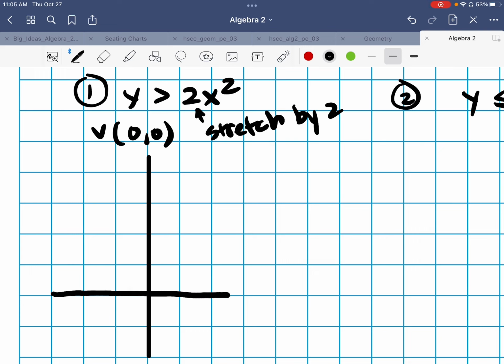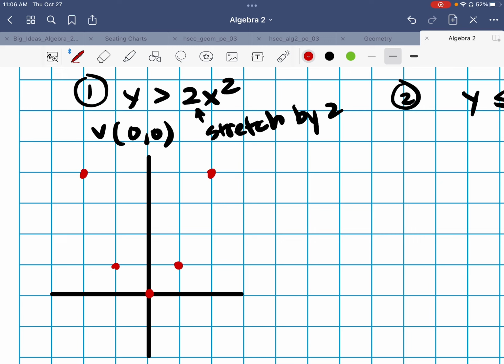Now, since my graph is going to get stretched upwards, I'm going to make sure I have a little bit more value on the up and down. Then I plot the vertex. My vertex is located at 0, 0. After I plot the vertex, I'm going to go over 1, up 1 normally. Normally, these are the points that I would use.